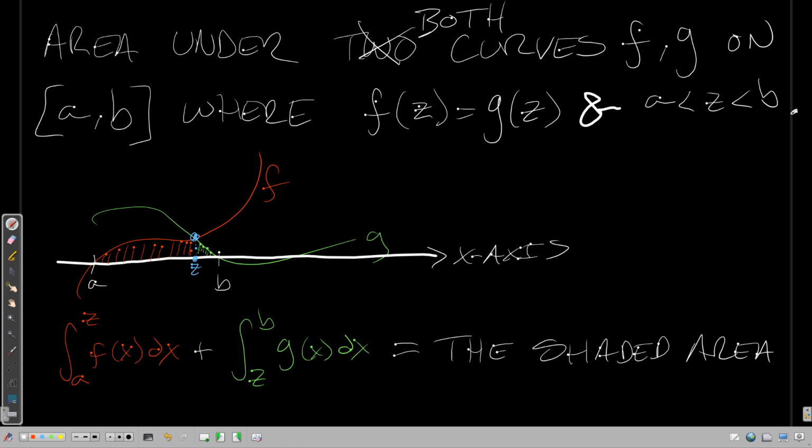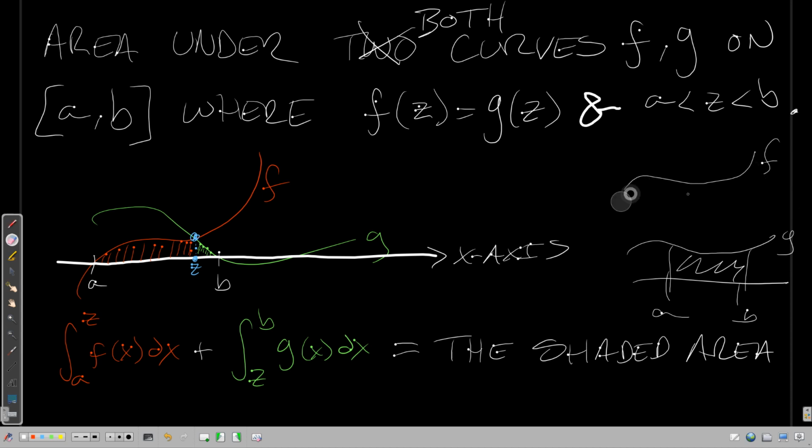And it's on some interval a to b. Naturally, it's going to be trivial to be under both curves if they don't intersect. Here's one curve and then here's the other one. There's my x-axis. Here's A and here's B. Then this region's under both of them. So I would just integrate this lower function.